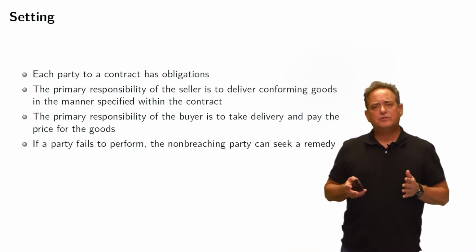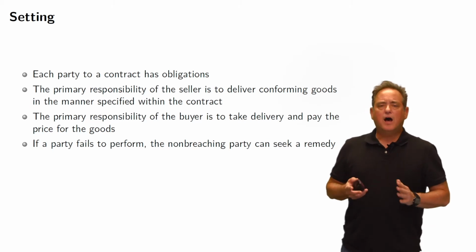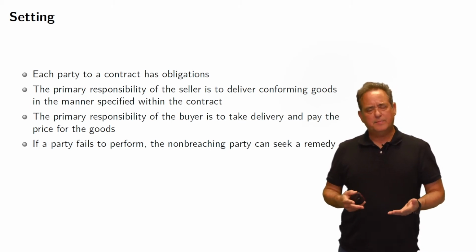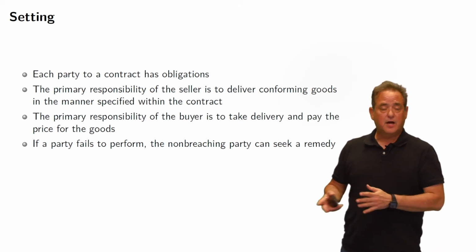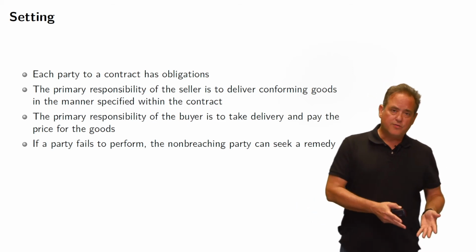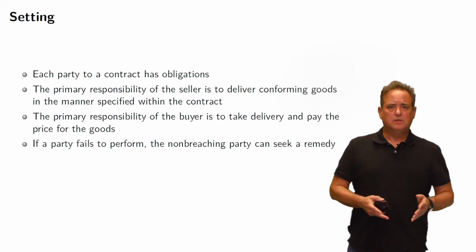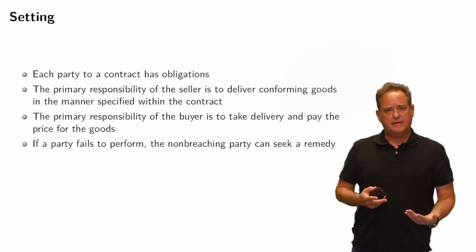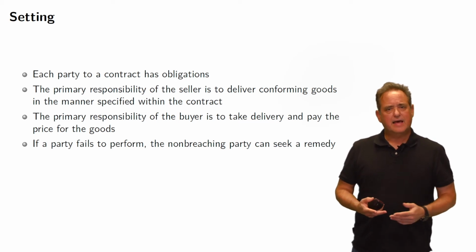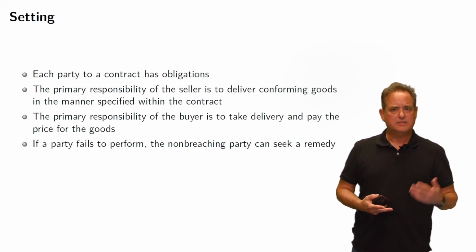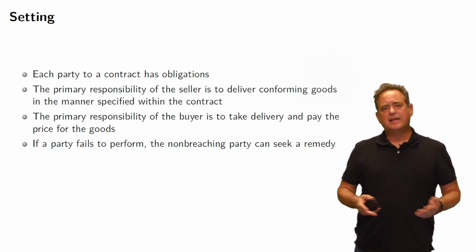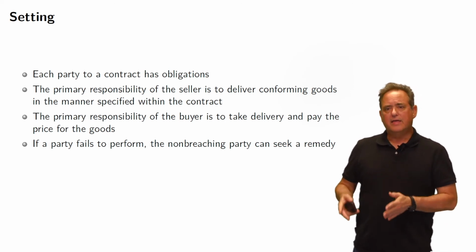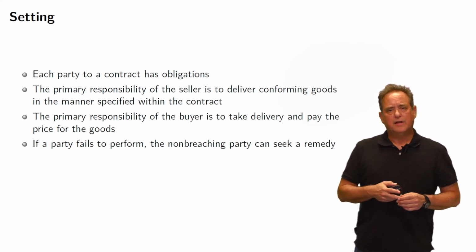If a party fails to perform, the non-breaching party, the party that has not breached, can seek a remedy. And that remedy can come either from a court or from an arbitration panel. Nevertheless, the law gives to the party that has not breached a remedy, because that's the other thing that a contracting system does, is to provide remedies. So in the second half of this lecture, we'll be talking about the remedies that the buyer would have and the various remedies that the seller would have.